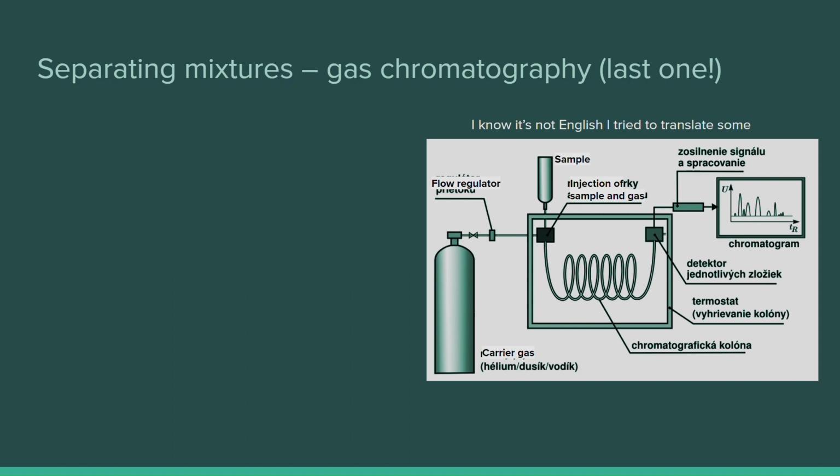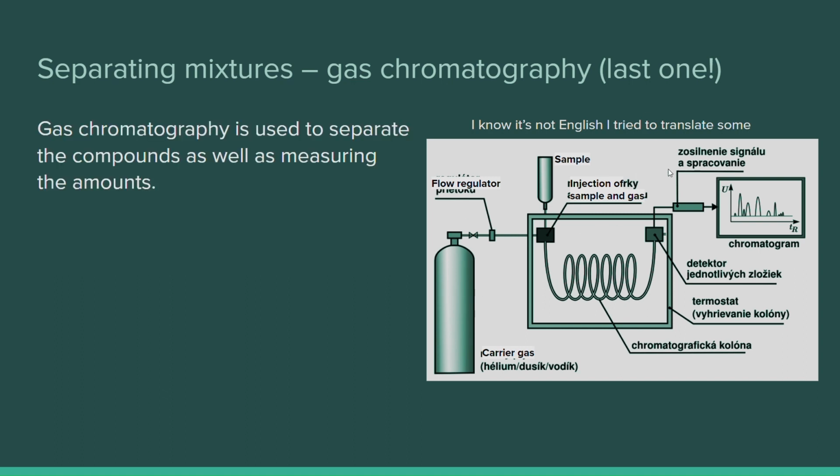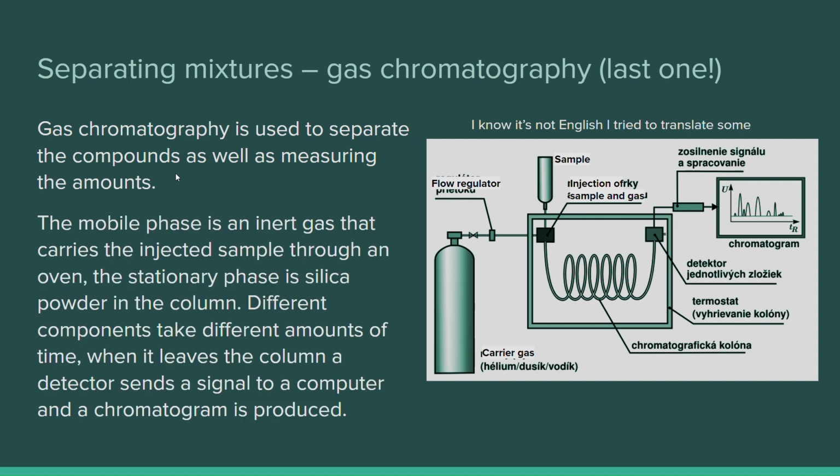There's also gas chromatography. I've got a diagram here. Gas chromatography is used to separate compounds and measure the amounts. The mobile phase is an inert gas that carries the sample. When the sample is put down here into the hot oven bit, it turns into a gas, and then it's transported through a column by the carrier gas. Once it reaches the end, it takes different amounts of time to leave the column, and once it's left the column, this gets detected and then sent to a computer, which produces a chromatogram showing when it left the column.